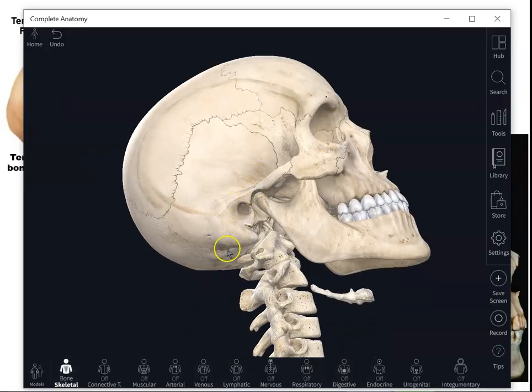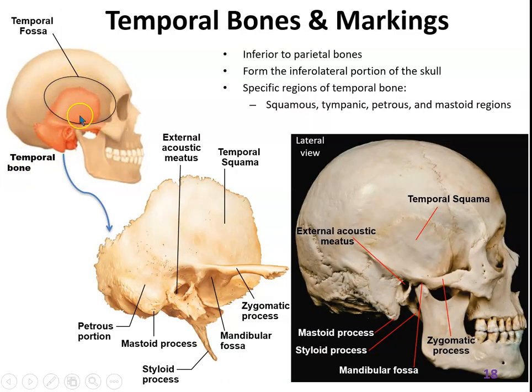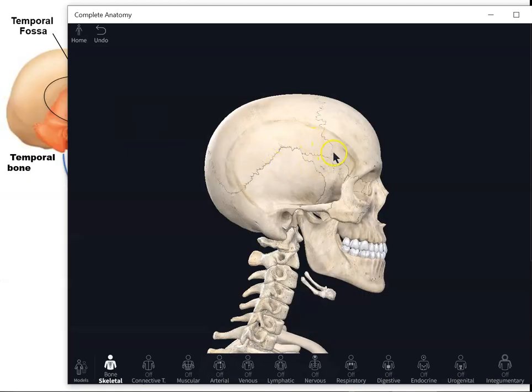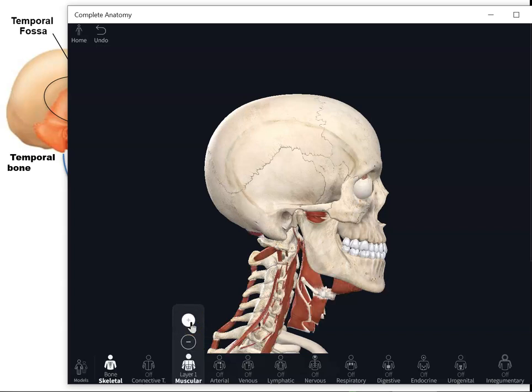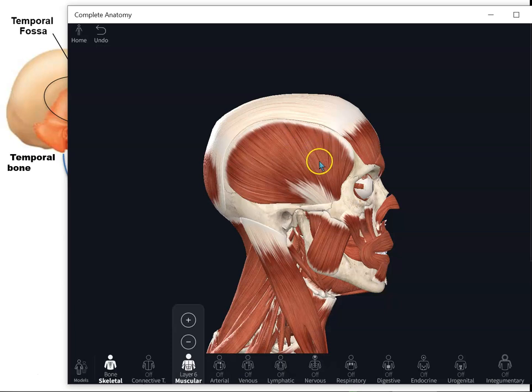Okay, so the temporal fossa is this big structure. So I'll show you the temporal fossa is visible as what's delineated by these big lines, and these are other structures you'll need to know. And it is the location of the temporalis muscle. So I'm going to turn on some muscles and show you that. When you turn on muscles, you get all these deep muscles, and here is the temporalis muscle.